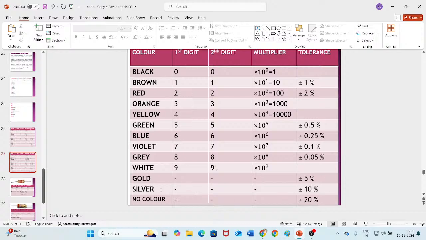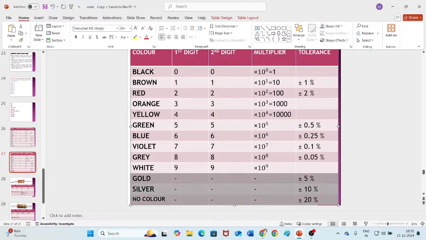For gold and silver, gold is plus or minus 5%, silver tolerance value is plus or minus 10%, and for no color it is plus or minus 20%. No color applies only to the 3-band color coded resistor. If it is a 3-band color coded resistor, only 3 colors will be there, the 4th color will not be there. So for that, tolerance is plus or minus 20%.